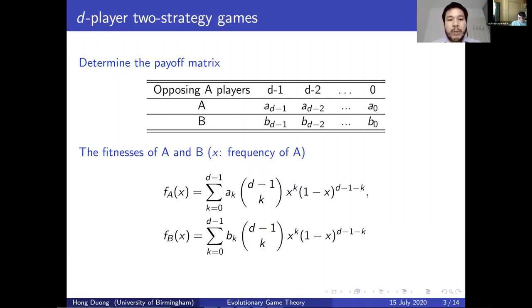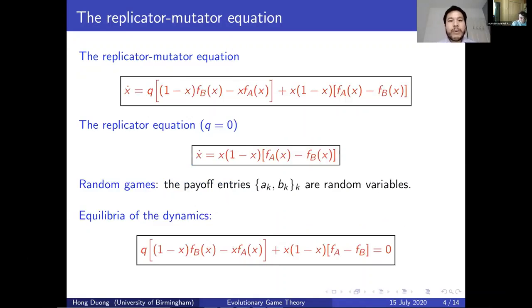From the payoff matrix, we compute the fitness of the two strategies A and B. Simply, they are the average of payoff when considering all possible interactions in the population. fA and fB are given by this formula. In the case of d players and two strategies, we call x the frequency of strategy A. Then the frequency of strategy B is simply 1 minus x.